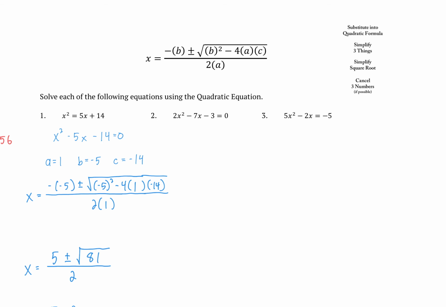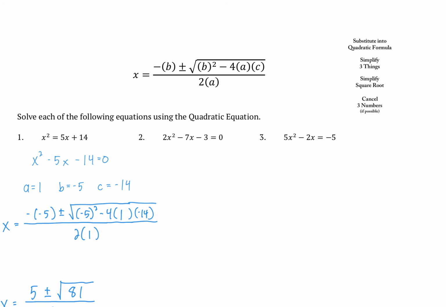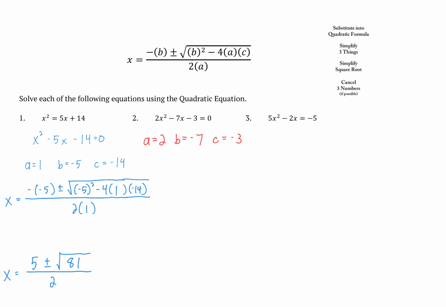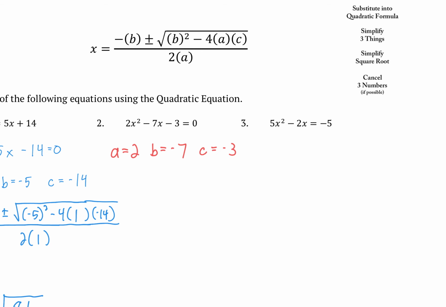All right, next one. Okay, next one's already set equal to 0, so we can skip that step. Let's go right to finding what A, B, and C are. So A is 2, B is negative 7, C is negative 3. Okay, so now we'll plug that in. I should have given more room, but okay.